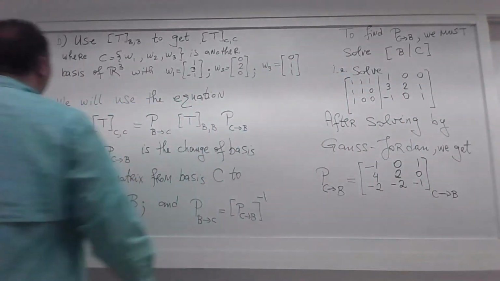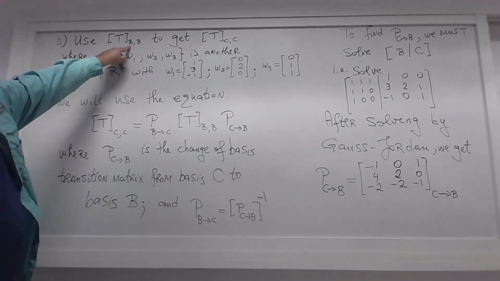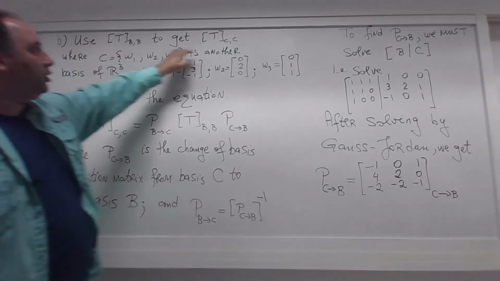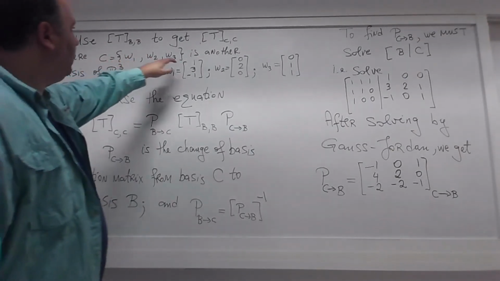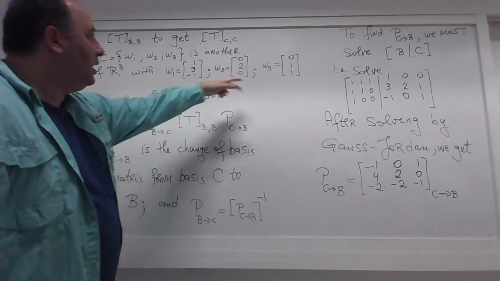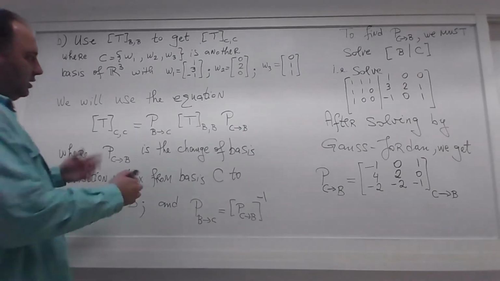So here we go. We will use the representation matrix relative to basis B for our linear operator in order to get the representation matrix relative to the basis C. And basis C is given here with three vectors W1, W2, W3. They are linearly independent, obviously. This is another basis for R3. So what do we do? Well, we use the equation we just learned, which is quite intuitive.